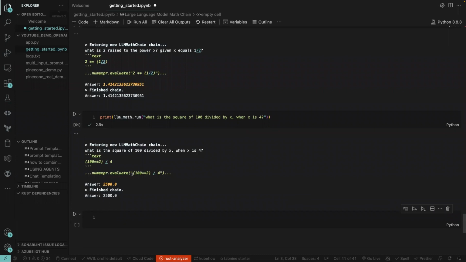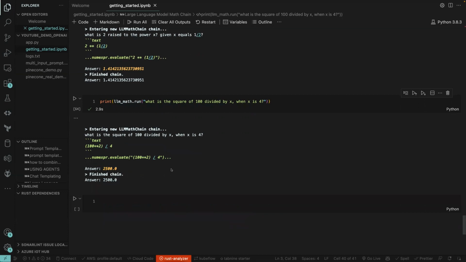You see, it actually evaluated the square of 100, and then it divides by 4. So the answer is 2,500. So that is the operation. This large language model math chain is used for mathematical operations.